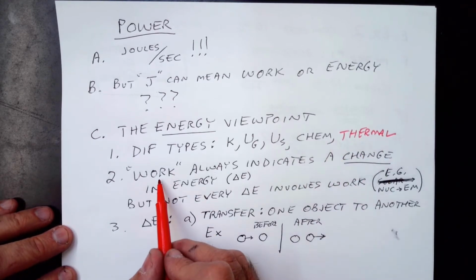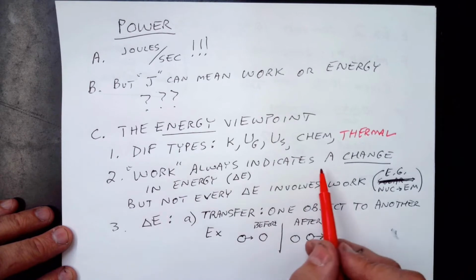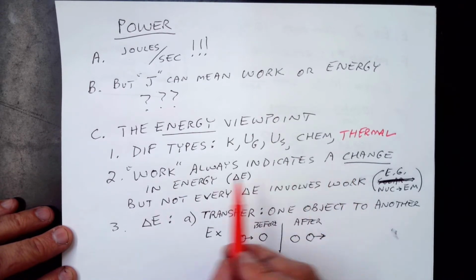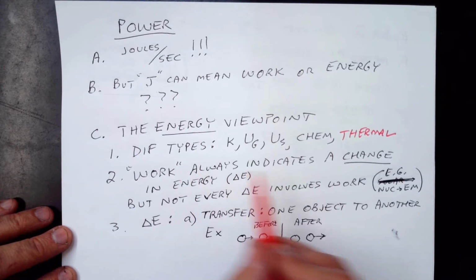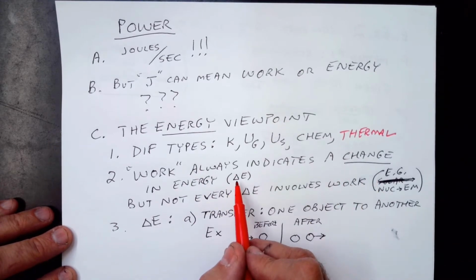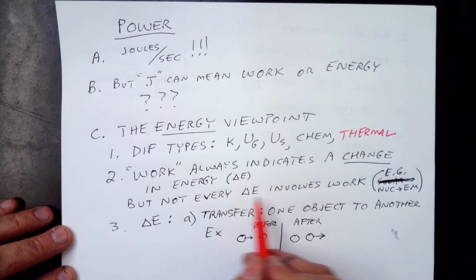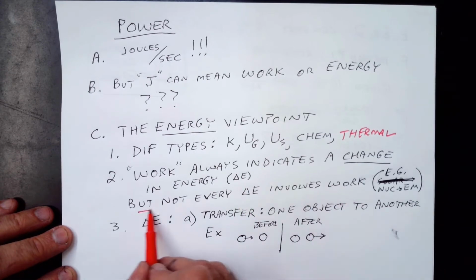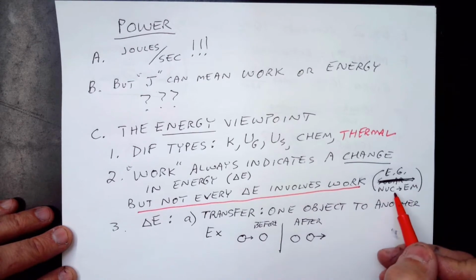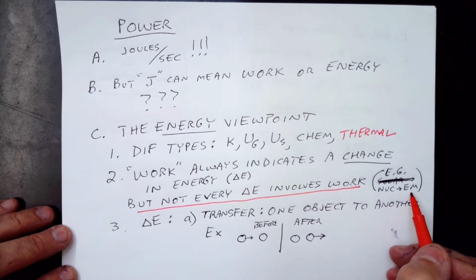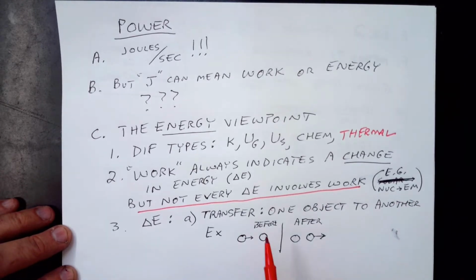And then here's what work is. Work always indicates a change in energy, and we can represent that by delta E. So whenever there's work, there's always a change in energy of some sort. But not every change in energy involves work. This is not really part of the current chapter, so I'll just mention it briefly and go on. An example would be nuclear energy changing into electromagnetic energy. No actual work is done there, but you do have a change in the type of energy.